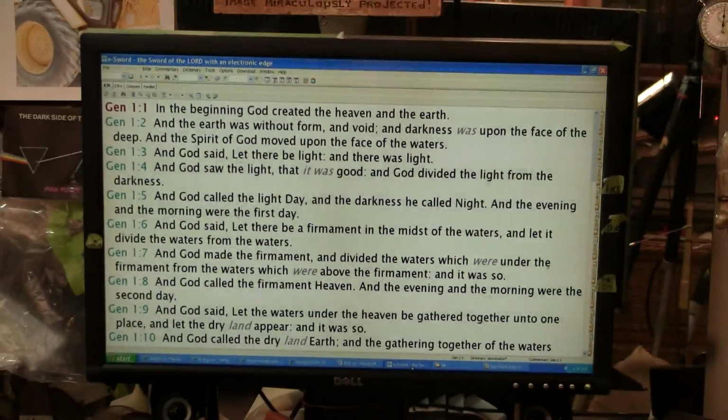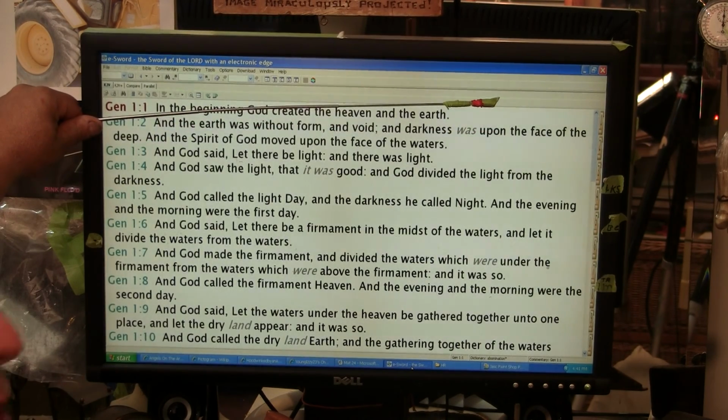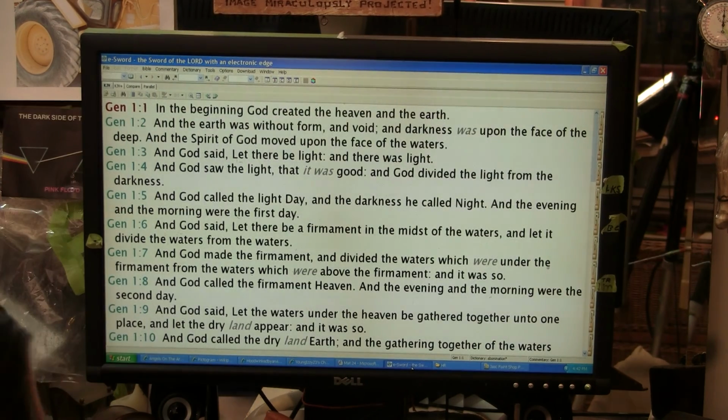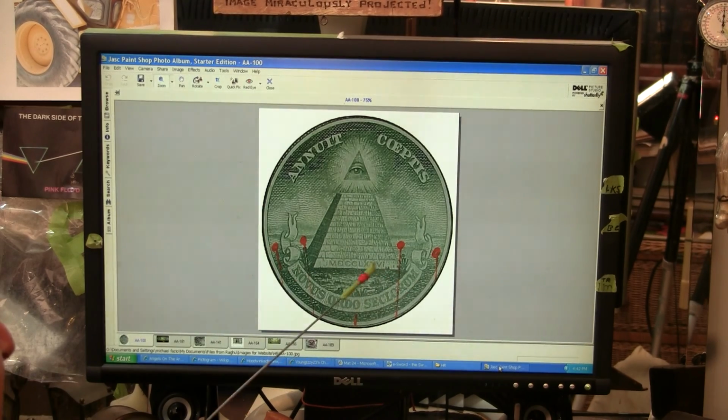and we're going to back it off for a little bit, and we're going to go to the beginning. Genesis 1:1. In the beginning, God created heaven and earth. So now we need to go back to the picture. Heaven and earth. This is a representation of earth. So God created heaven and earth.